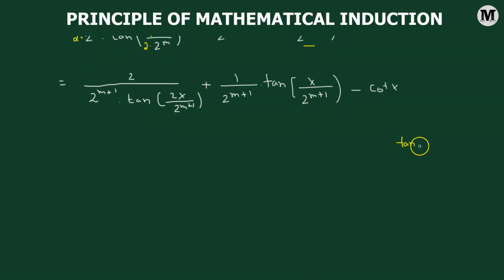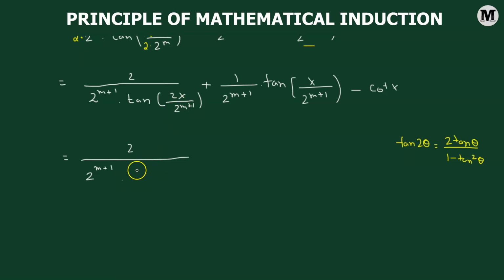Whenever we have tangent of 2 times some angle theta, this is simply given by 2 times tangent of that same angle theta divided by 1 minus tangent squared theta, which means that in our case, what we'll have now is we have 2 in the numerator divided by 2 raised to the power of m plus 1. Now we're going to expand this tangent function.